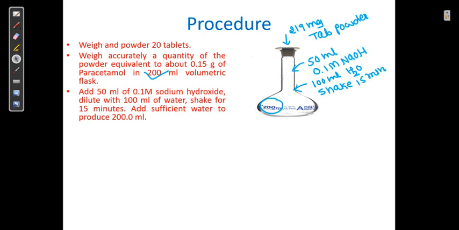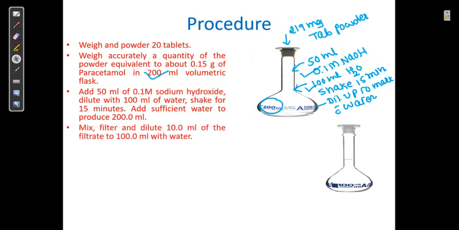Then dilute up to the mark with water. So first we take the powder, second we add 0.1 molar NaOH, then we add water, then dilute up to the mark. The next step is to filter the solution, and from the filtrate we have to take 10 ml. That 10 ml goes into a 100 ml volumetric flask and is made up to the 100 ml mark with water.